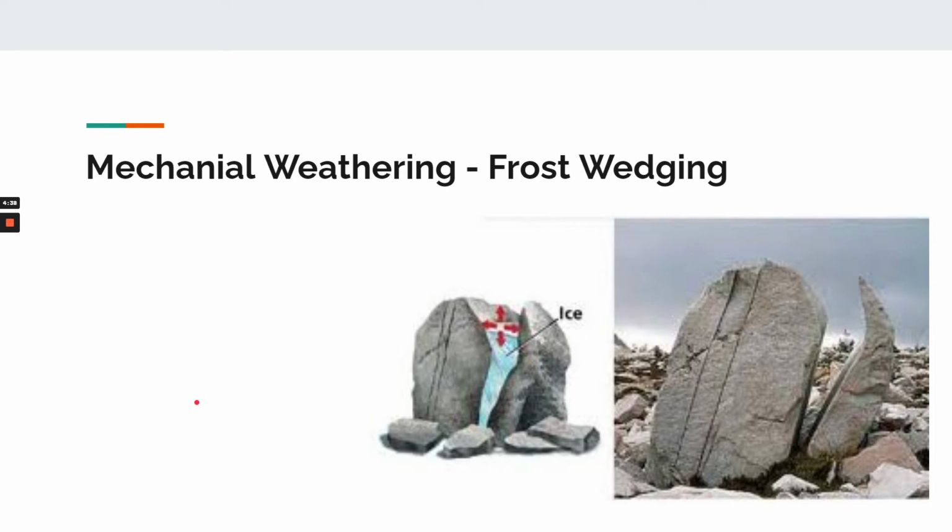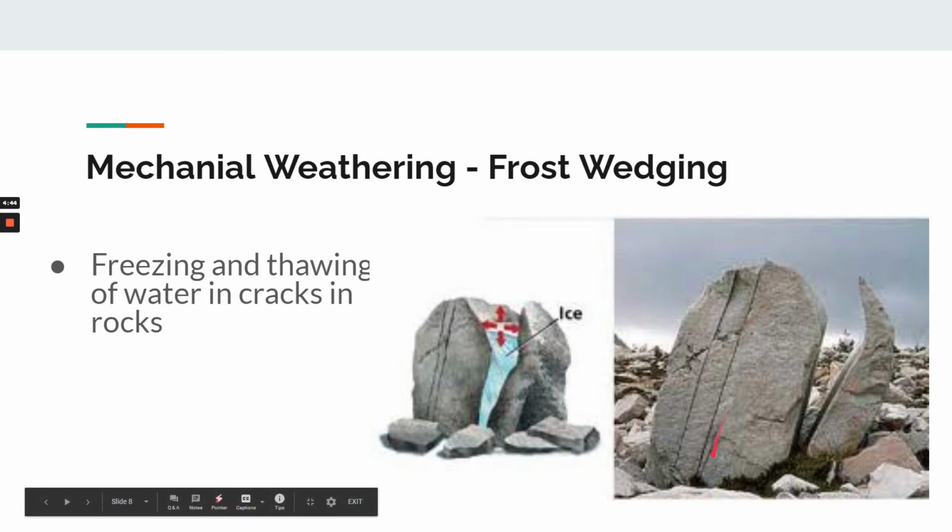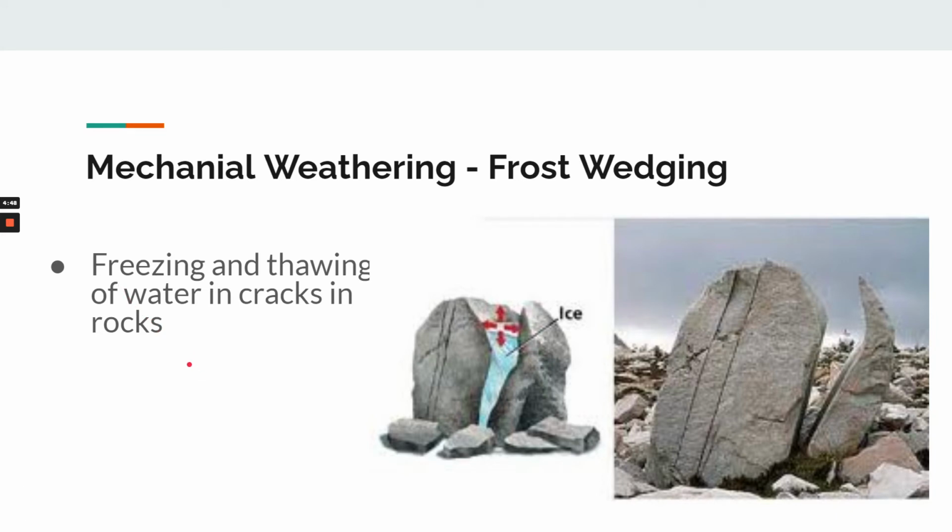Some examples of mechanical weathering are frost wedging. So frost wedging occurs when there is a crack in the rock, so like this, and you have alternating periods of freezing and thawing of that water. So if you think about overnight, it gets cold, it freezes, so that water expands. As that water expands, it pushes the rocks apart. Then during the day, it thaws, comes back together.